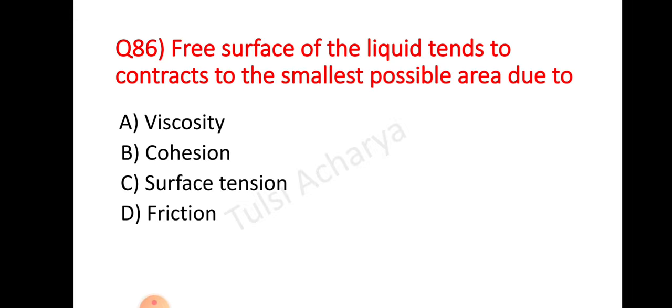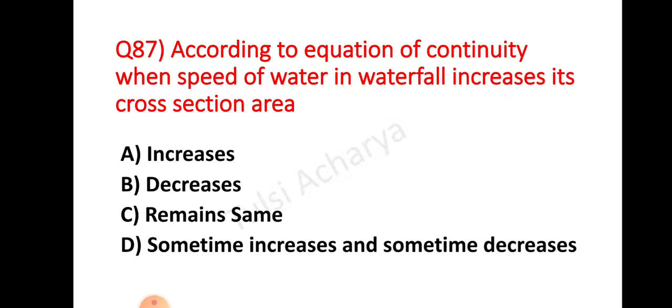The free surface of a liquid tends to contract to the smallest possible area due to surface tension. Surface tension is the property by which a liquid tends to contract to the smallest possible area, that is option choice C. Now let's move to question number 87.